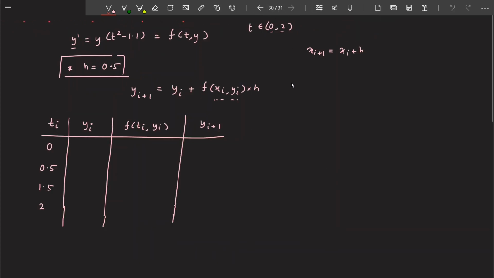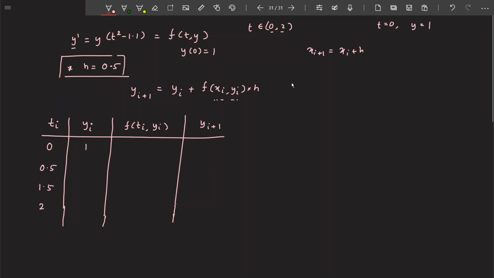So the initial condition is this, which means at x is equal to 0, sorry, the independent variable is t, so at t is equal to 0, y is equal to 1. That means at t is equal to 0, y is going to be 1.